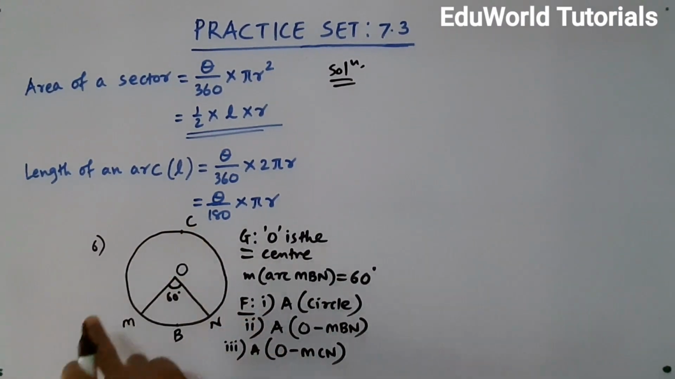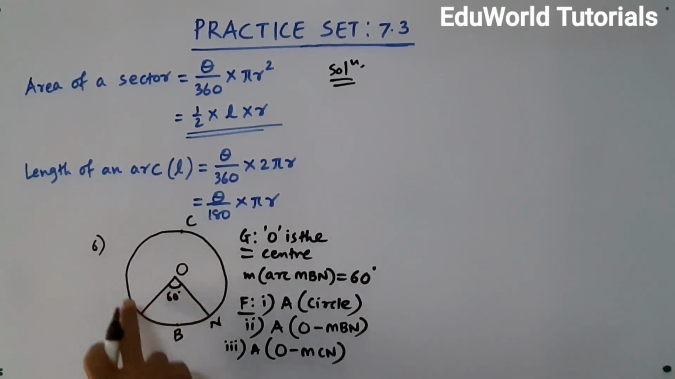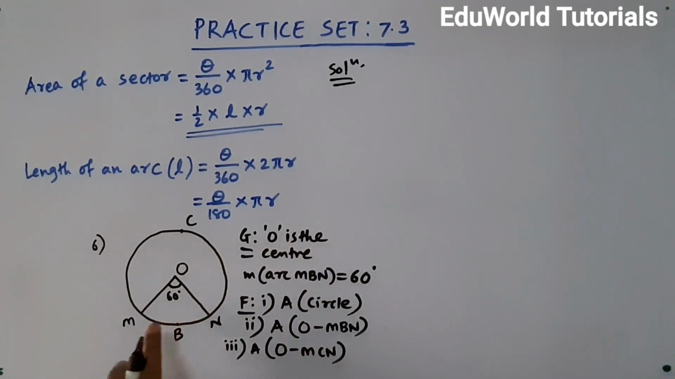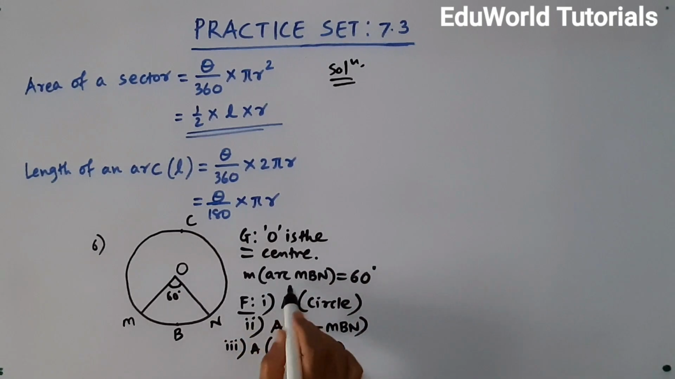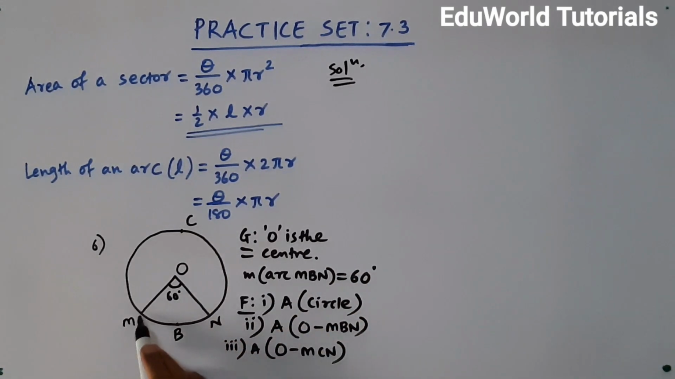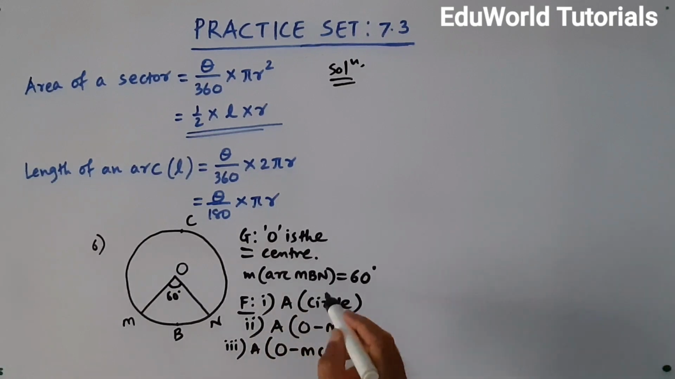In the sum, they have given a diagram with O as the center of the circle. I have written O is the center of the circle. Then the measure of arc MBN is 60 degree. You can see this is arc MBN. Its measure is 60 degree. That means this arc will subtend an angle of 60 degree at the center. You have studied in 8th standard that the measure of an arc, not the length of the arc, and again I am telling you not to confuse yourself, is the angle which it subtends at the center of the circle. That is 60 degree. Then we have to find these 3 things.